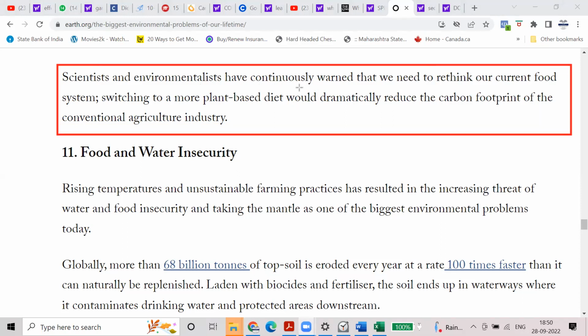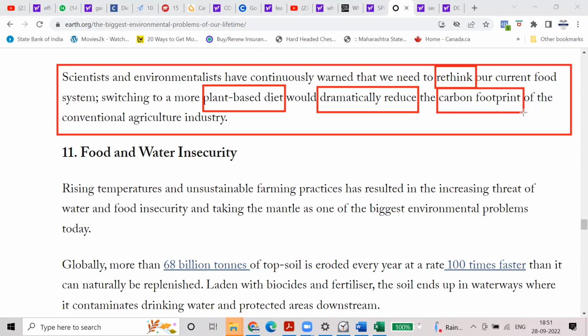Scientists and environmentalists have continuously warned that we need to rethink our current food system, switching to a more plant-based diet. They say plant-based diet, not vegetarians or vegans, to drastically, dramatically reduce carbon footprint. This is a very common word. If you're talking about environment, you have to have this word. Every video you watch, every document you read, you'll have words like carbon footprint, emission, sustainability. We have to reduce all these things.